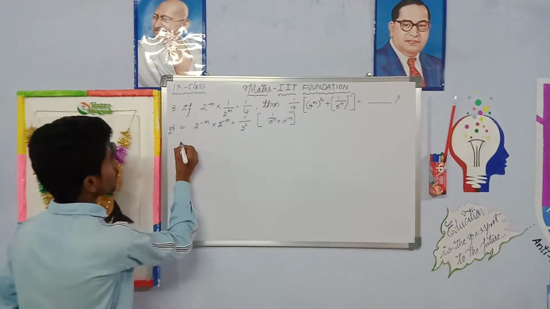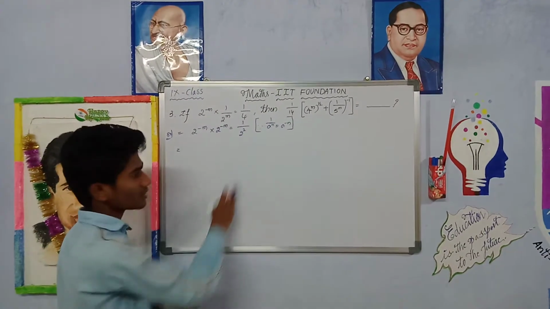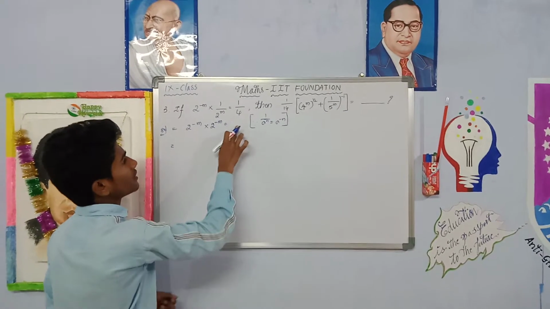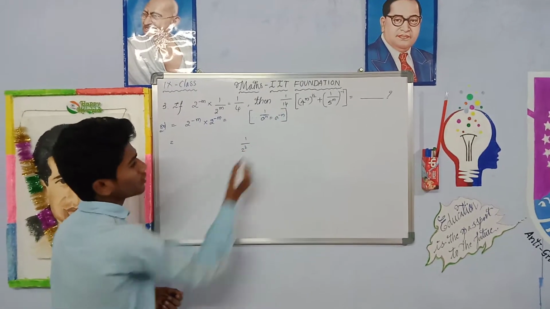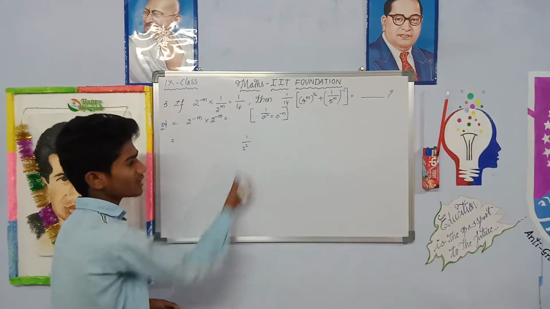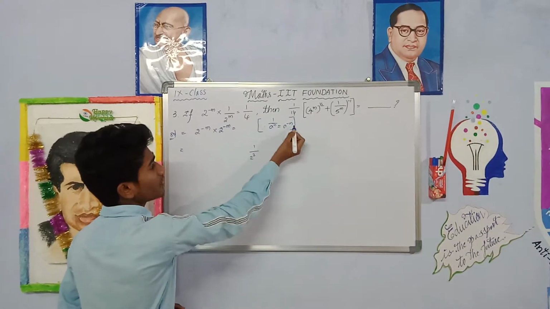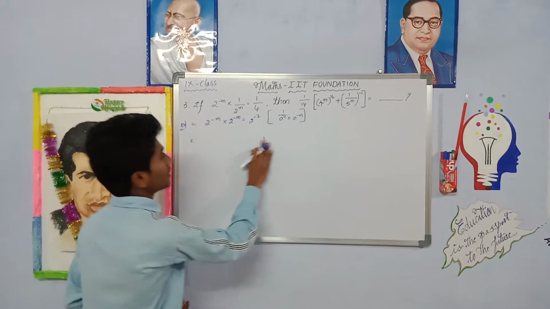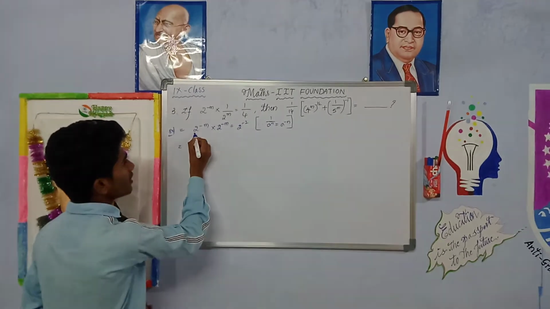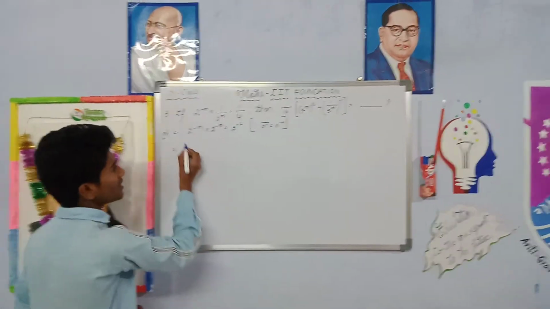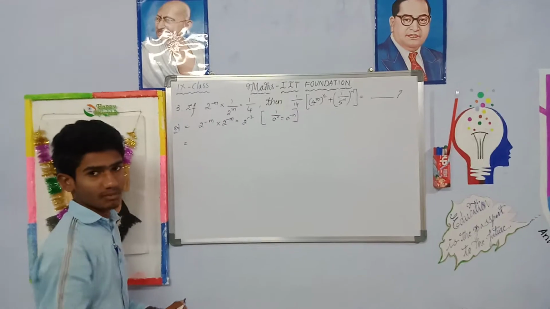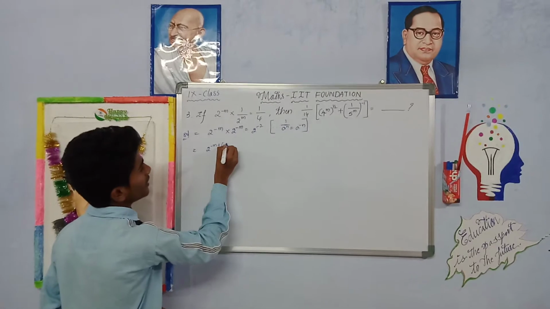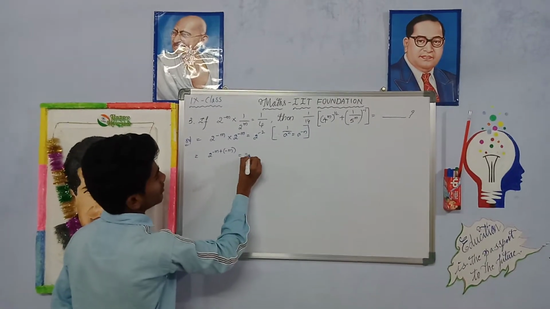Now 1 by 2 square also can be written as 2 power minus 2, using a power minus n is equal to 1 by a power n. Yes or no? So now 2 power minus m into 2 power minus m. So a power m into a power n, so 2 power minus m plus half minus m is equal to 2 power minus 2.